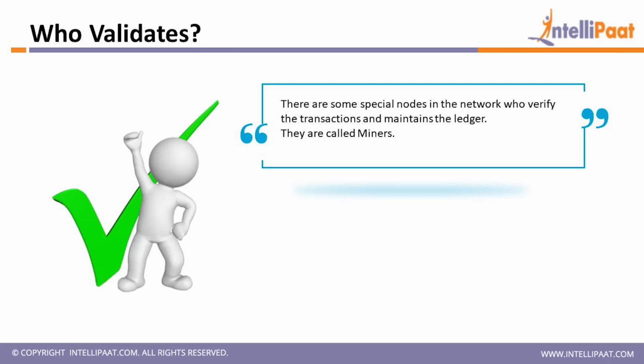Let's see. There are some special nodes in the network who verify the transactions and maintain the ledgers. They are called miners. So miners are basically responsible for keeping your data validated before recording it in a new block. So these validators help create new blocks based on all the conditions met as per the logic written. They also help to find good transactions and bad transactions. They immediately remove a transaction whenever they find it is bad and not following the standard.